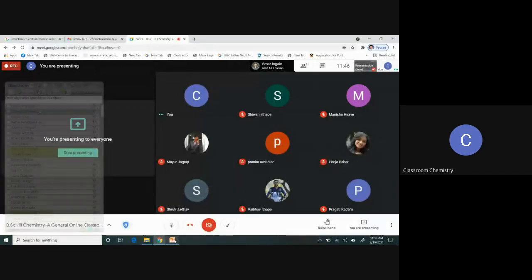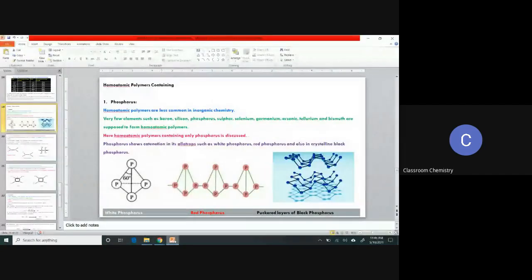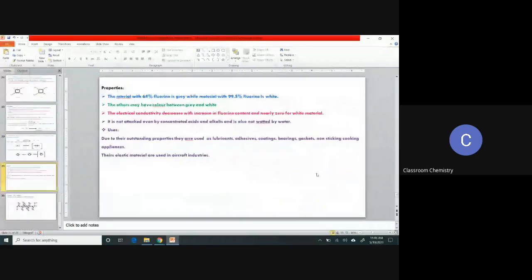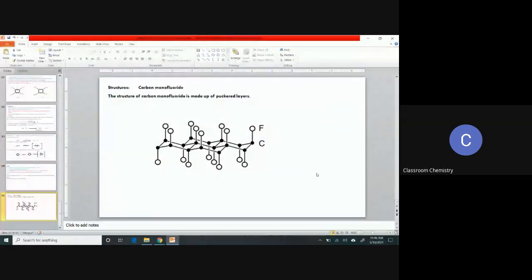Mayur Jagtap, yes, sir. What is this structure? Puckered layer structure. Puckered layer of what? Black phosphorus. Okay. So such a type of structure we see in black phosphorus, and also in carbon monofluoride. It is a puckered layer structure.